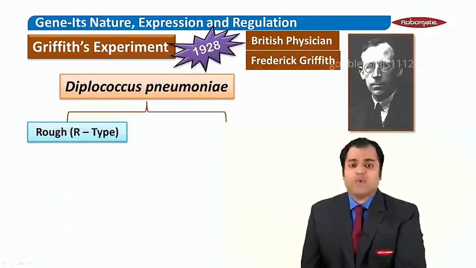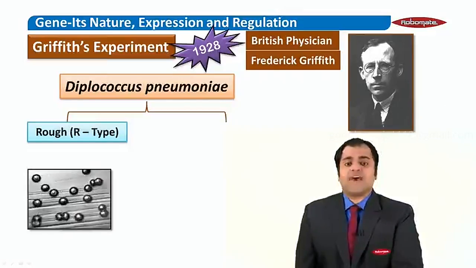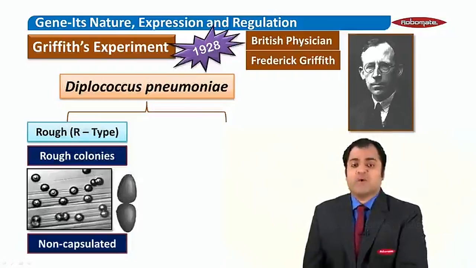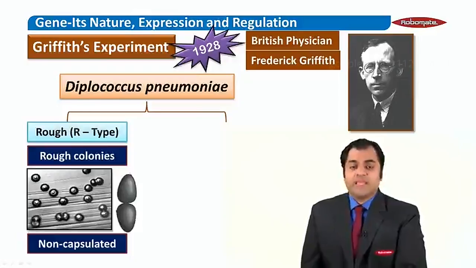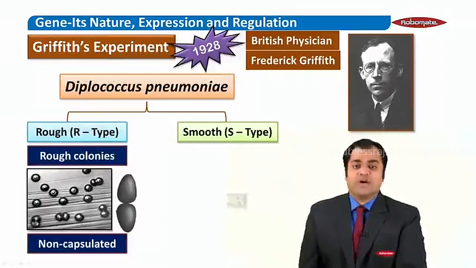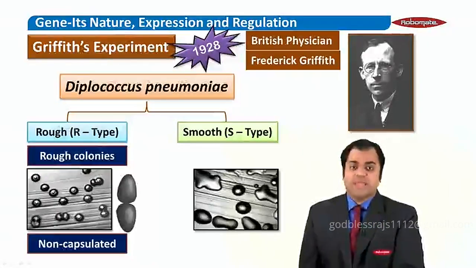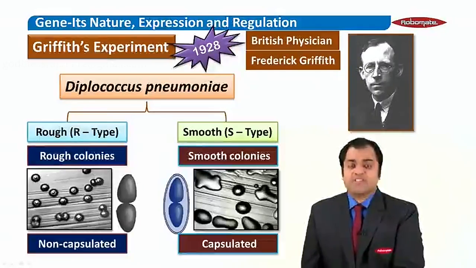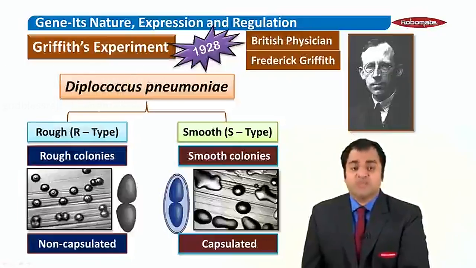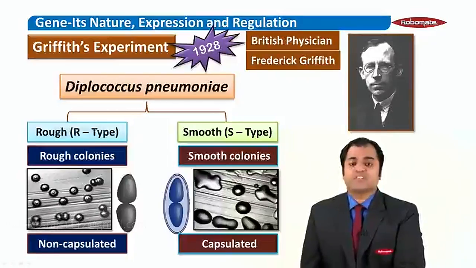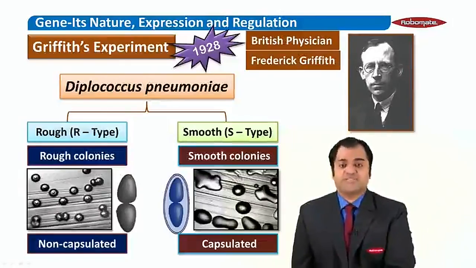Okay, the first type was the rough type. It is called the rough type because it produced rough colonies. Why were the colonies rough? Because this bacteria was non-capsulated, and hence it produced rough colonies on a medium. The other type was the smooth type, or the S type. It is called a smooth type because it produced smooth colonies on the medium. Why did it produce smooth colonies? Because these cells were capsulated, and because of the presence of the capsule, the colonies formed on the medium were smooth. So you're looking at the rough type and the smooth type, two different types of Diplococcus pneumoniae that Frederick Griffith used for his experiment.